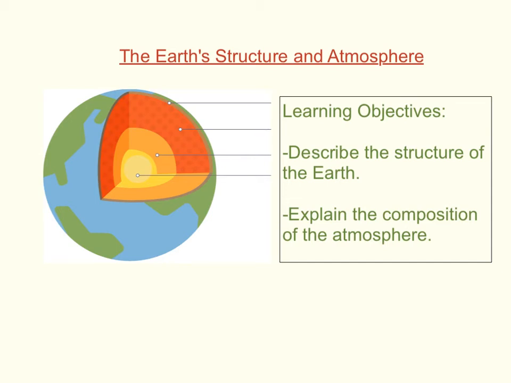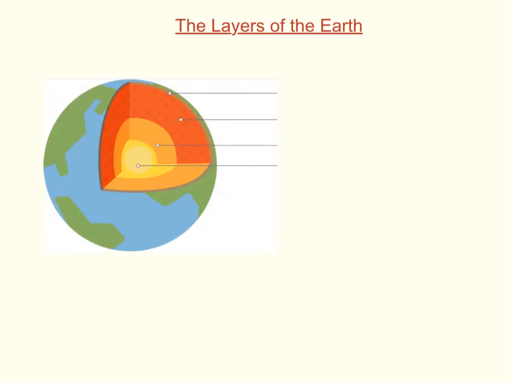This flip lesson will be looking at the Earth structure and atmosphere. The main learning objectives will be to describe the structure of the Earth and to explain the composition of the atmosphere. Let's begin by looking at the layers of the Earth. Take a moment now to draw a similar Earth structure like in the picture.